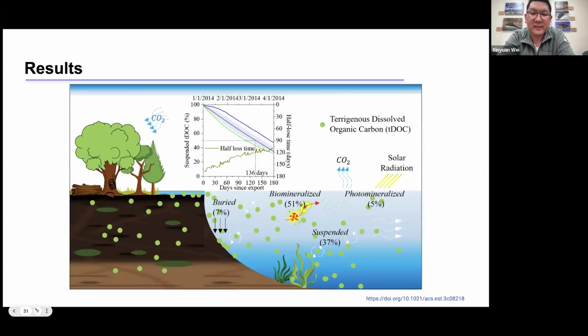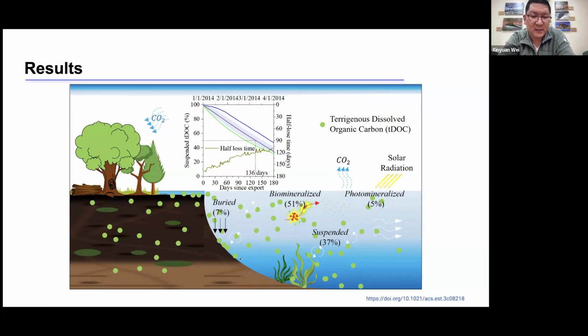Finally, we found that generally after 4 months, more than 50% of the TDOC in the ocean water is biomineralized, about 5% is photomineralized, and around 7% is buried in the ocean sediment.